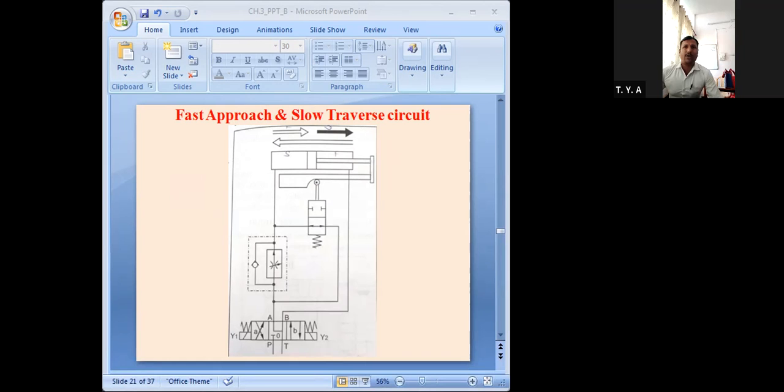Fast approach and slow traverse circuit. When to use this circuit? When in one stroke you want two types of motion, that means fast and slow, in any industrial application, at that time you need to design such a circuit for that application. For that application you need to use a flow control valve, and then you have to install a 2x2 direction control valve as a bypass control valve. Getting it?